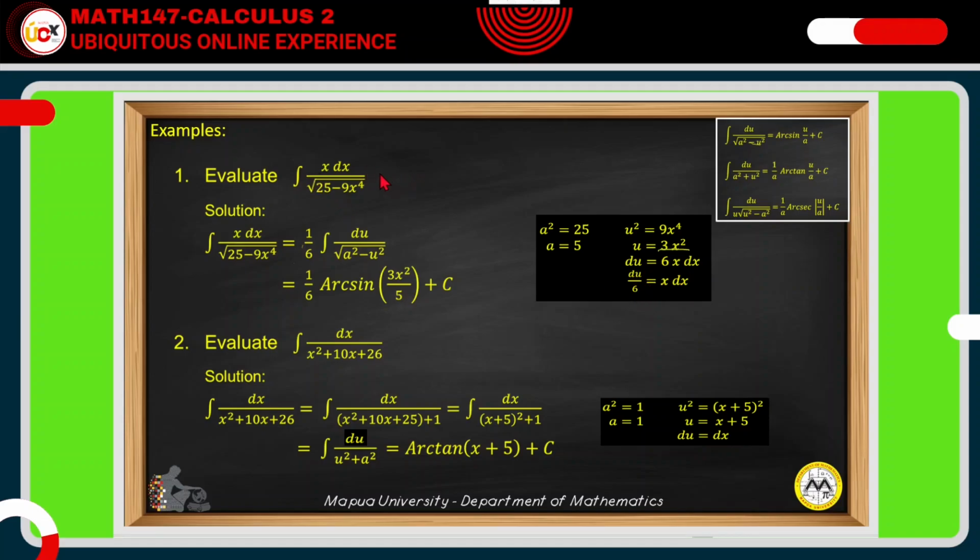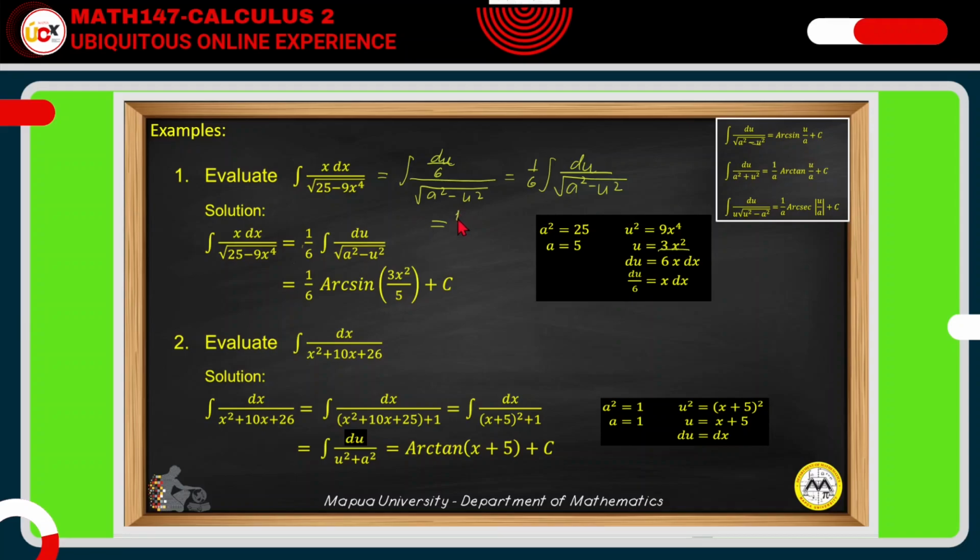Or you can rewrite this by substitution as the integral of, recall that x dx is du over 6, all over the square root of 25 is a squared, 9x to the fourth is u squared. And because 1 over 6 is constant, you can factor this out. So we have 1 over 6 times the integral of du over the square root of a squared minus u squared.